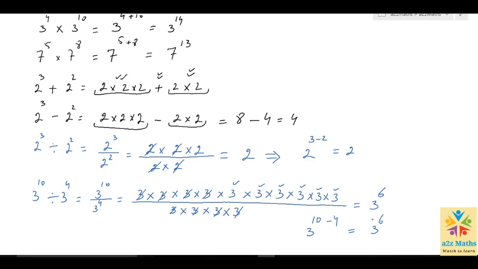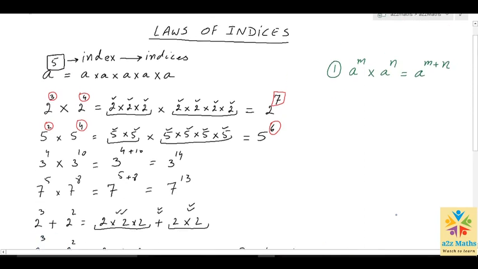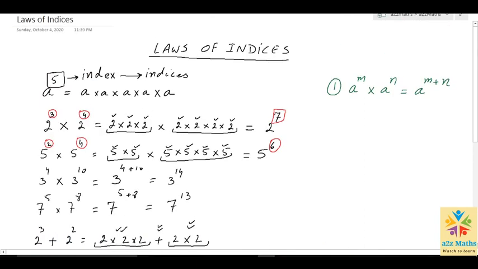So this is how we handle multiplication and division. The second rule is that whenever we have two powers of the same number being divided, a power m divided by a power n, the powers are subtracted. So in the case of multiplication the powers are added, and in the case of division the powers are subtracted.